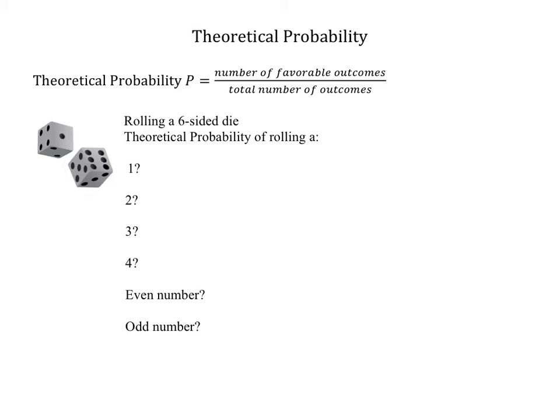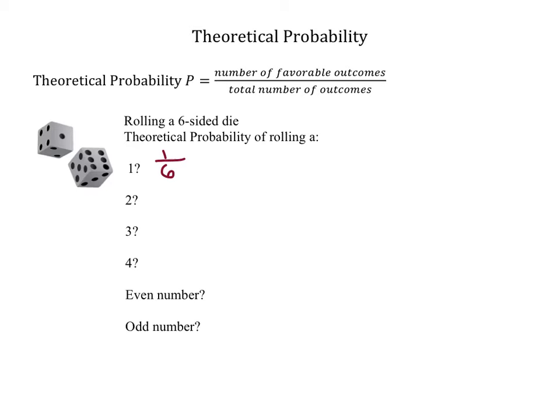Let's look at rolling a die. We have a normal 6-sided die with numbers 1 through 6. I know there are 6 possible outcomes if I'm only rolling one die. I'm either going to roll a 1, a 2, a 3, a 4, a 5, or a 6. So the probability of me rolling a 1, since there's only one side of a die with the number 1 on it, will be 1 over 6, the number of favorable over the total number of outcomes.